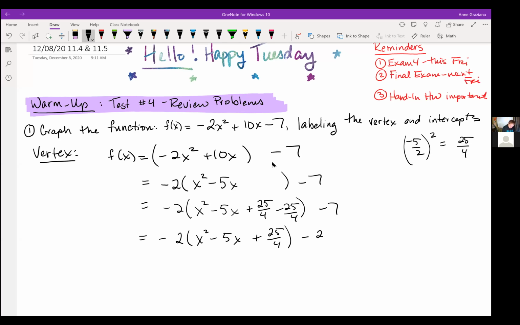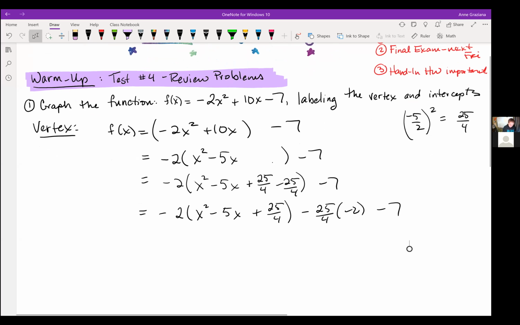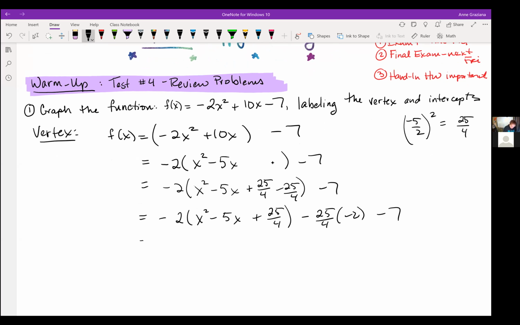And we're going to kick out the negative 25/4 times negative 2 minus 7. Okay, you have to remember that that's not just minus 25/4, it's being multiplied by the negative 2. And then this is something squared. And what it is, it's the square root of that 25/4. So it's going to be 5 halves. Okay, 5 halves. And you can see if you multiply that out, x minus 5 halves times x minus 5 halves, you will get that quadratic.